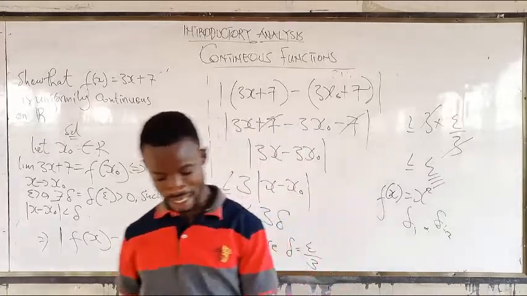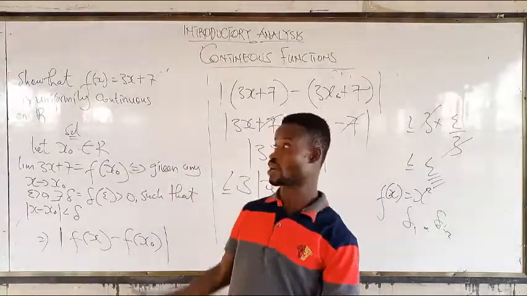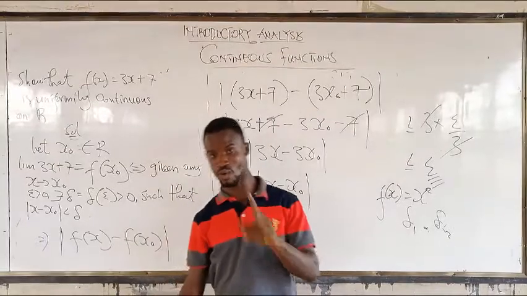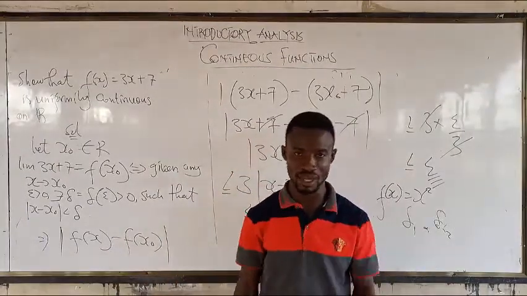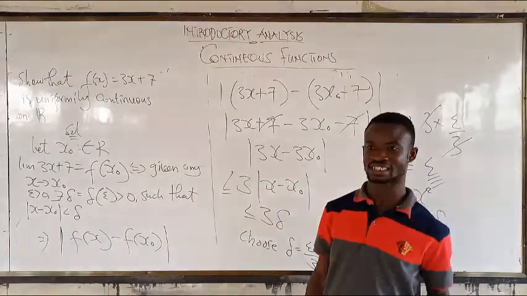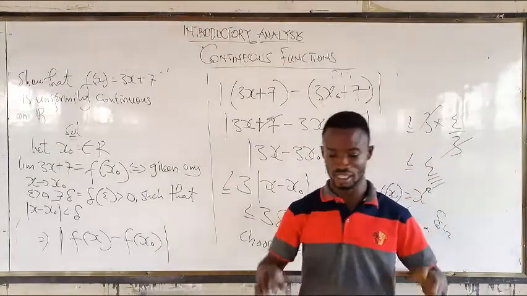All right, so that is how you are going to do it. If the function is linear, you get one delta, which is going to be independent. But if it is quadratic, you get two deltas, which is going to be dependent.